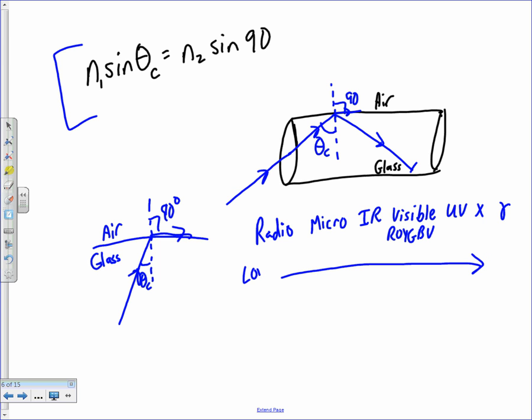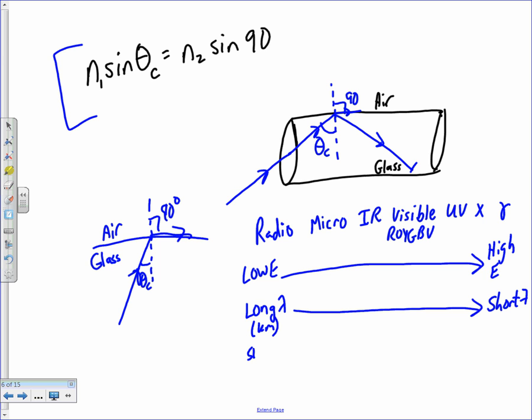Low energy, radio waves are very low energy to high energy. Gamma rays are very high energy, that's why they're damaging to us. This is long wavelength, on the order of kilometers for some radio waves, all the way up to very short wavelengths, like picometers. And radio waves have a very small frequency, I'll call it low, up to a very high frequency.